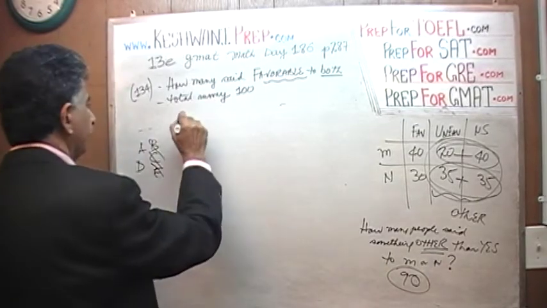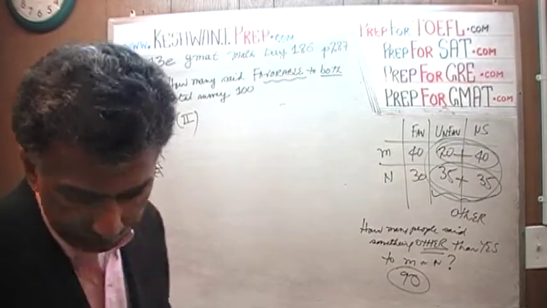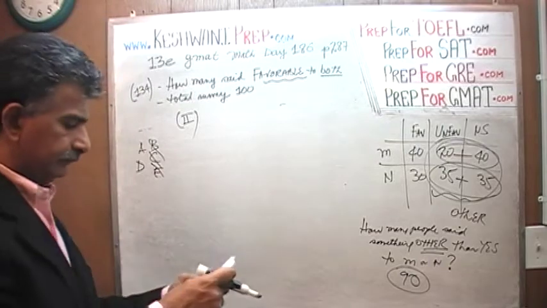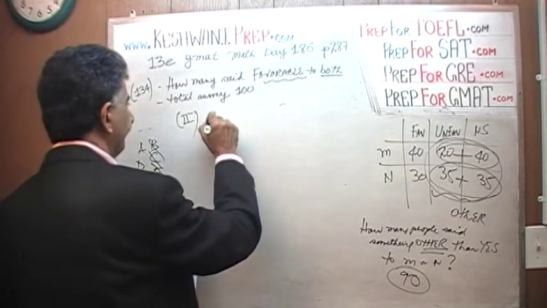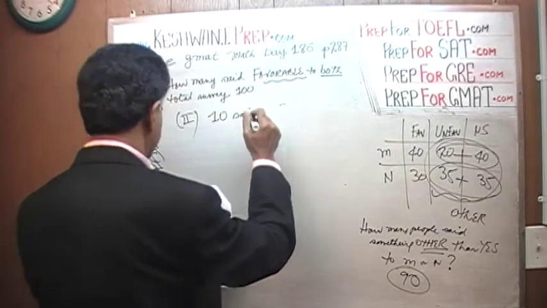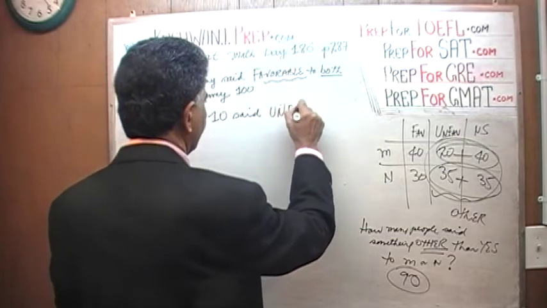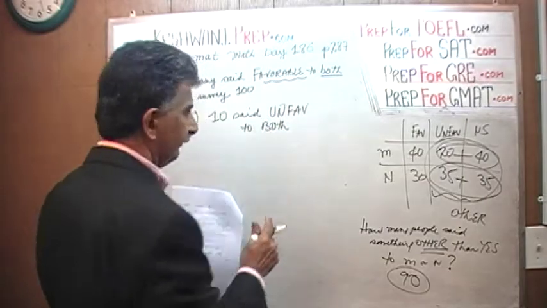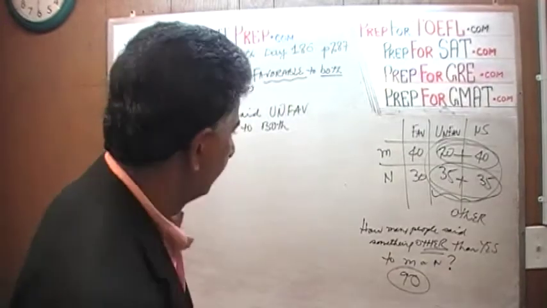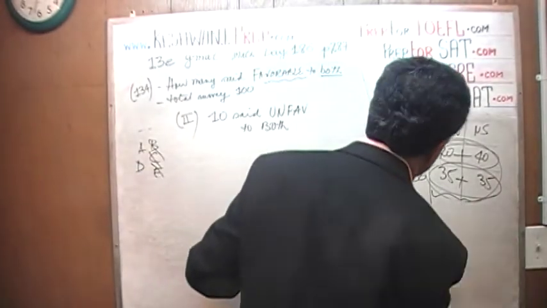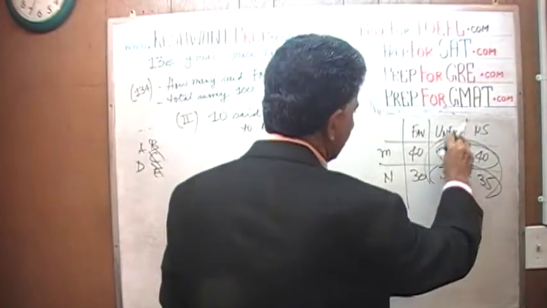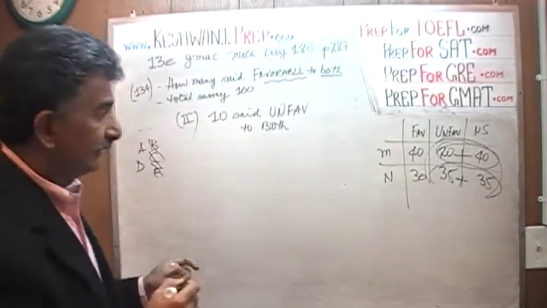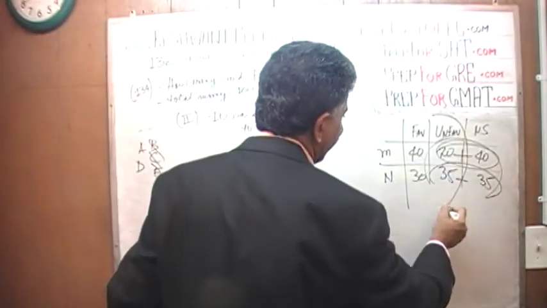In the second statement, they tell us 10 said unfavorable to both. 10 said unfavorable to both. Okay, ignore this line, circles around it. The problem here is that they're talking about this category, unfavorable to both.